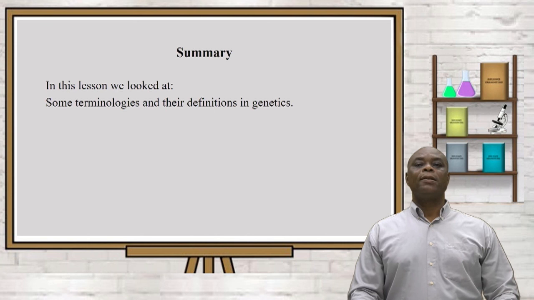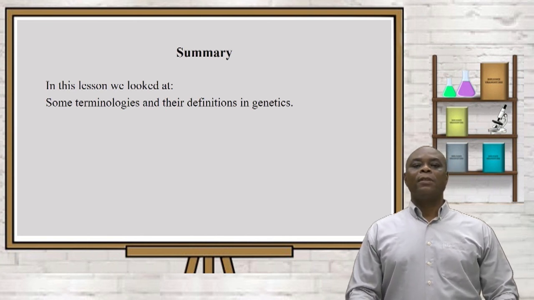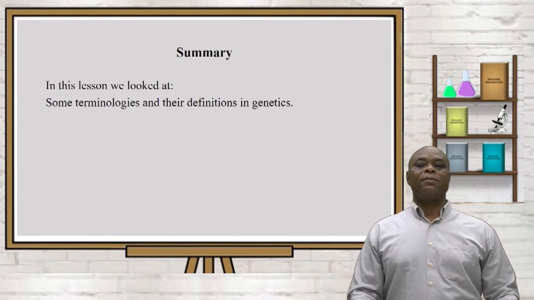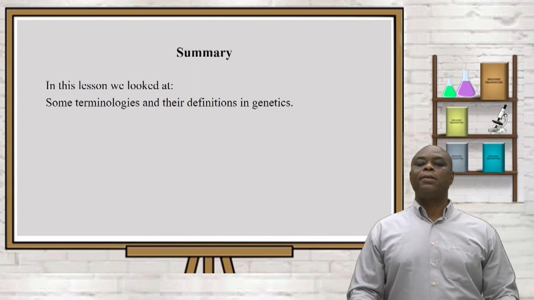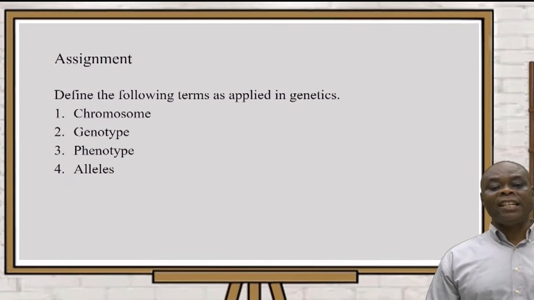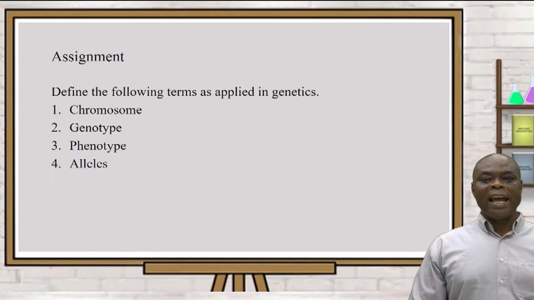Now let's see what we've learned today. We've learned about some terminologies in genetics, their definitions, and how they apply in genetics. For our assignment, let's define the following terms as applied in genetics. 1. Chromosome. 2. Genotype. 3. Phenotype. And 4. Alleles. Don't leave them hanging. Solve them.